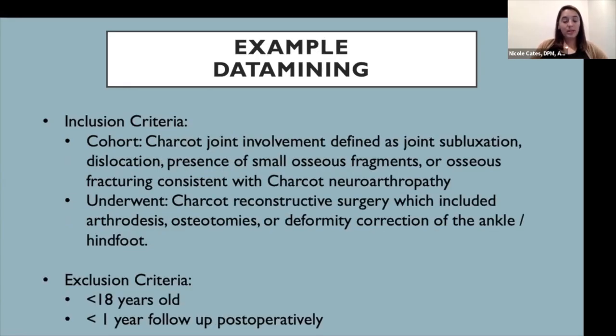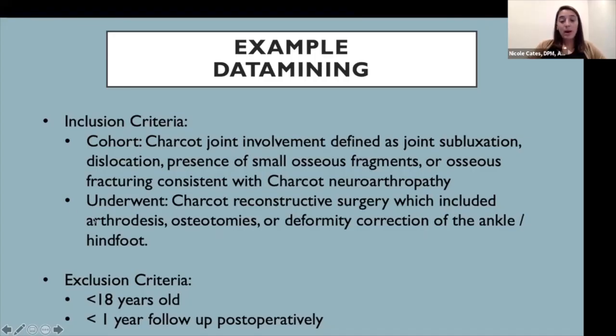So following that previous example we were talking about of patients with Charcot, with and without diabetes, our cohort is patients with Charcot, but you have to define that, right? And so it's defined as joint subluxation, dislocations, presence of small osseous fragments. So, these are a lot of radiographic definitions. So for this cohort, you'd have to be able to evaluate the radiographs preoperatively to see if they fit your inclusion criteria. Further, you want to evaluate if these patients underwent surgery, right? So our cohort at the beginning was Charcot patients that underwent surgery. So you have to make sure you define both the Charcot patients and the surgical factor, right?